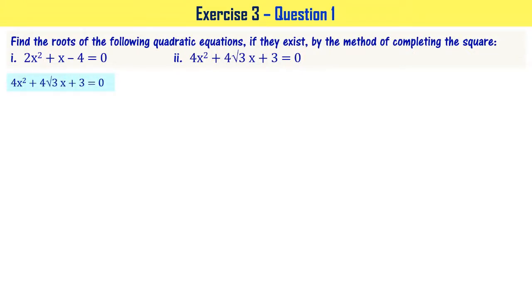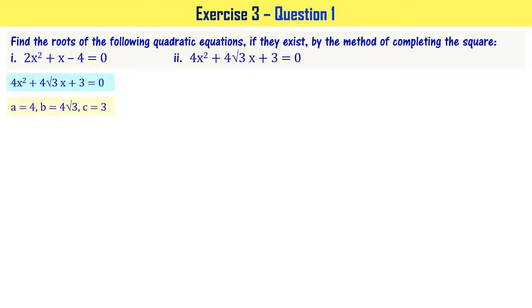4x square plus 4 root 3x plus 3 equal to 0. What we have to do, whether this particular equation has roots or not, we have to find first, right? If roots exist, then we are going to make use of the completing square method, right? To understand whether this equation has roots or not, we have to find the value of b square minus 4ac, right? For that, let me write what are a, b, c.